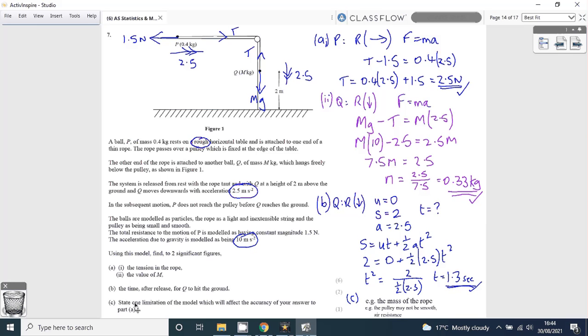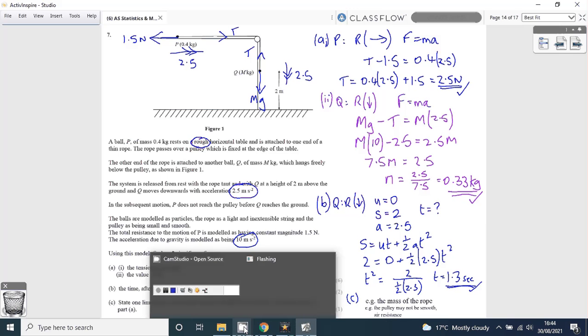Now for part C, state one limitation of the model which will affect your accuracy. Well, they suggest we can either use the mass of the rope, or the pulley may not be smooth, or you could say air resistance. Any of those would suffice.